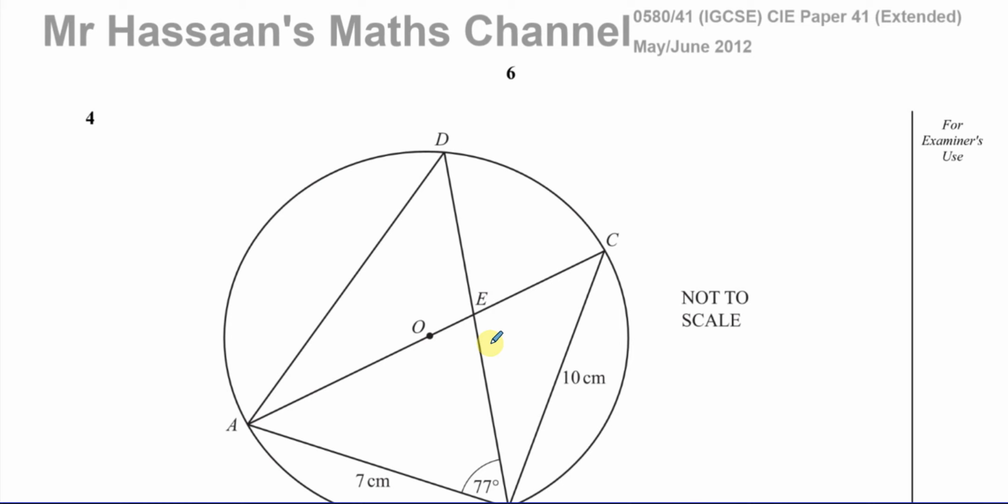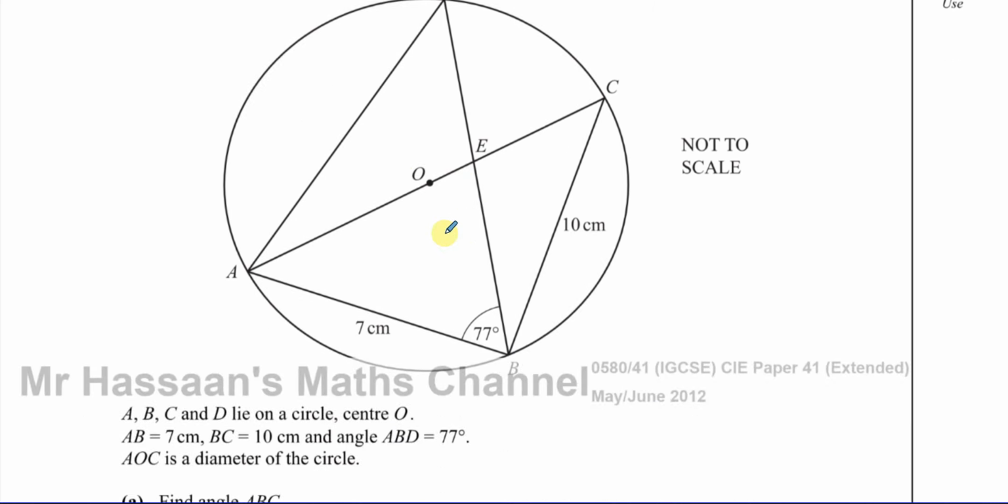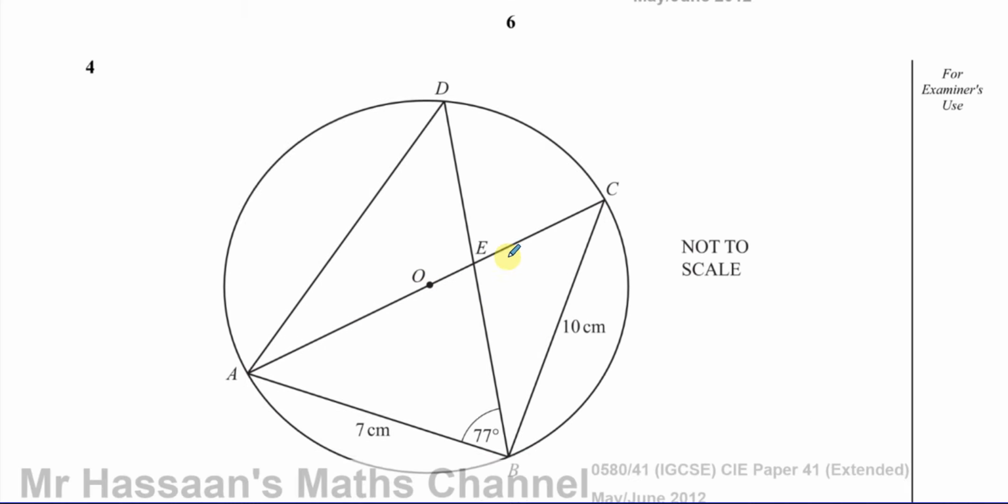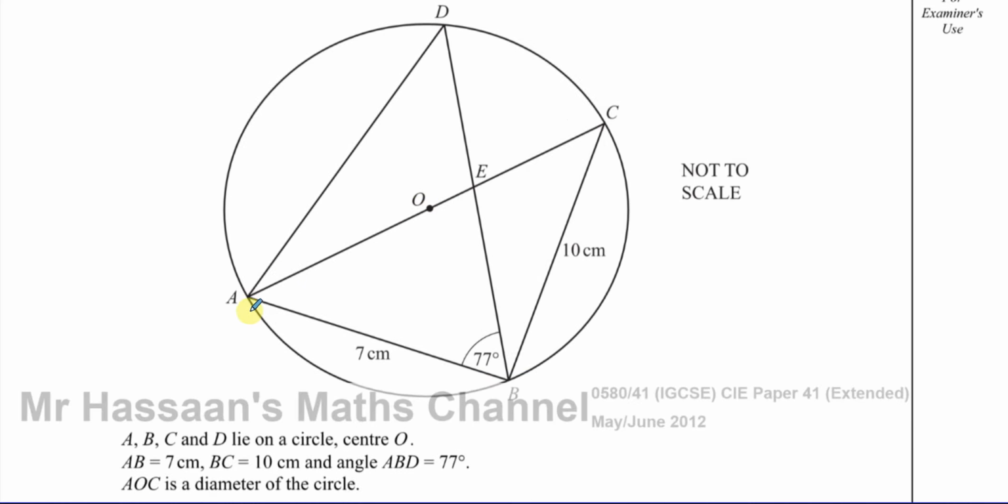This question actually comprises quite a few different topics mixed up in the same question, as you normally find in paper 4. The first part of this question is about this circle. They've told us that A, B, C, and D are all points that lie on a circle, that means on the circumference of the circle, which has a center of O. AB is equal to 7 centimeters, BC is equal to 10 centimeters, and the angle AB equals 77 degrees. All of those things are already marked on the diagram.